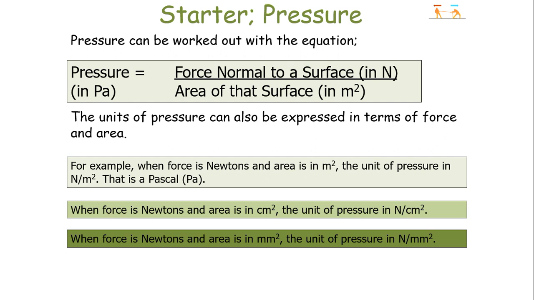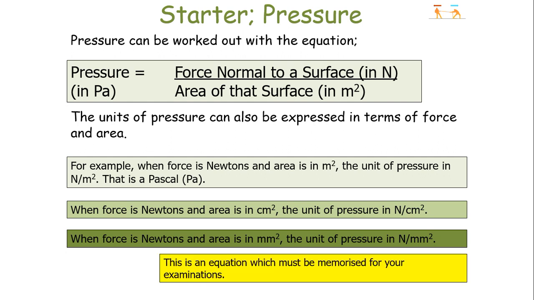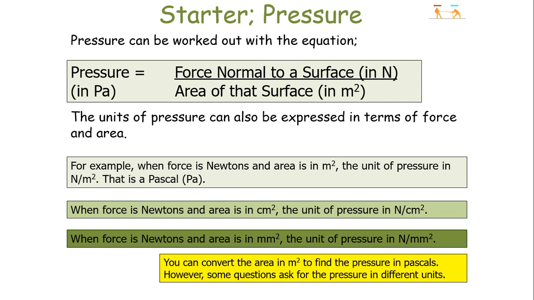But when the force is in newtons and the area is in centimeters squared, the unit of pressure is newtons per centimeter squared. When the force is in newtons and the area is in millimeters squared, the unit of pressure is newtons per millimeter squared. So the unit of pressure is the unit of the force divided by the unit of the area. This equation is very important, and it must be memorized for your examination.